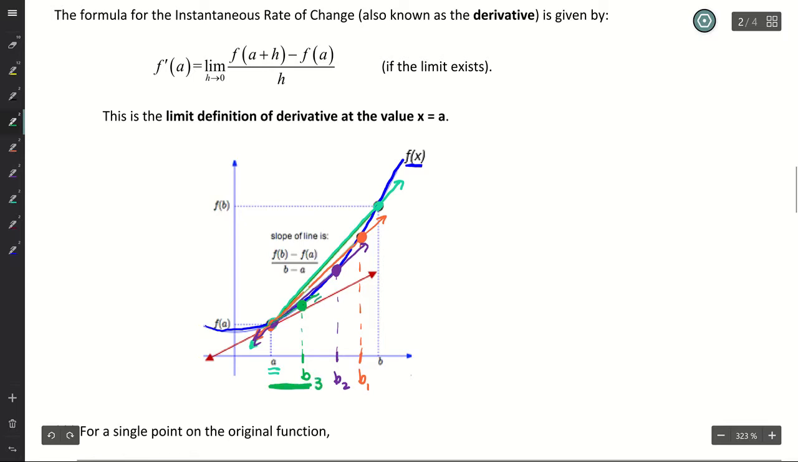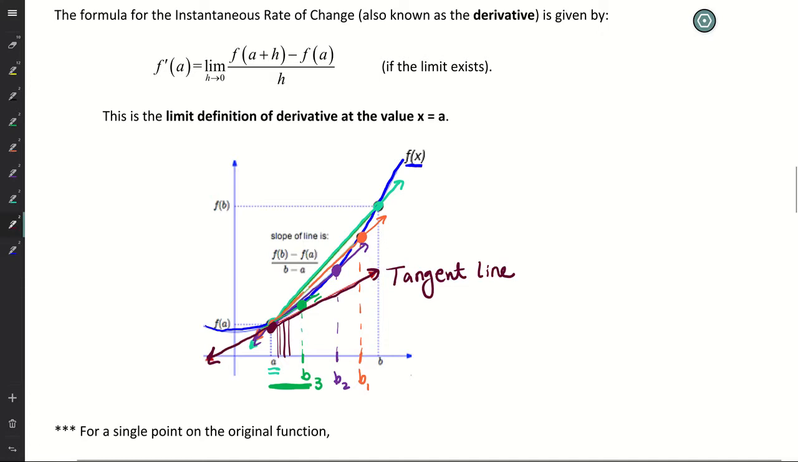Eventually, you're going to end up infinitely close to a. You're going to keep finding values closer and closer and closer. If you could actually get to a, then you'd have a single point, and the slope of that particular line, that line right there, is what we call the tangent line. If you can ever get your line to go through a single point as opposed to 2 points, then that's called a tangent line.